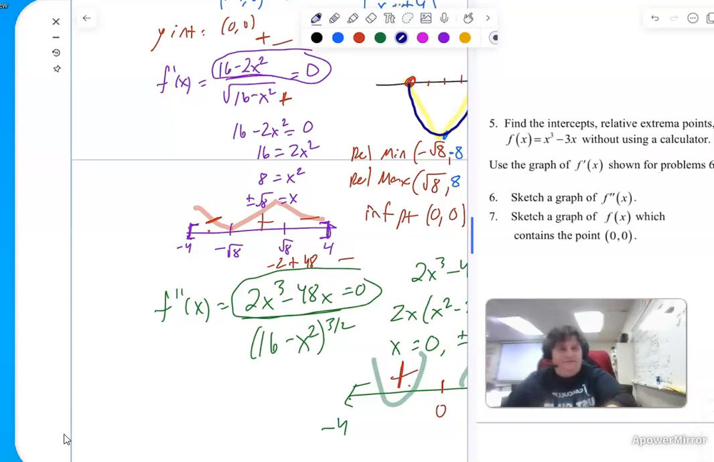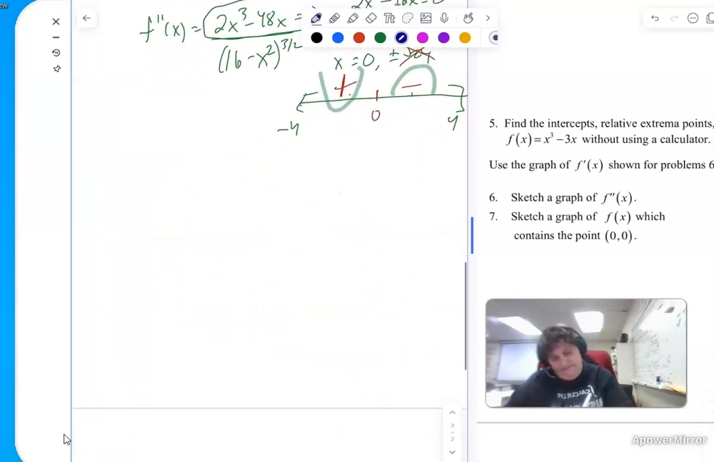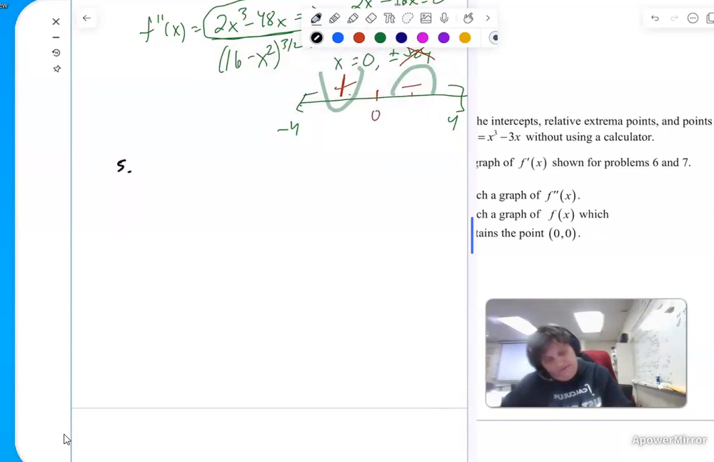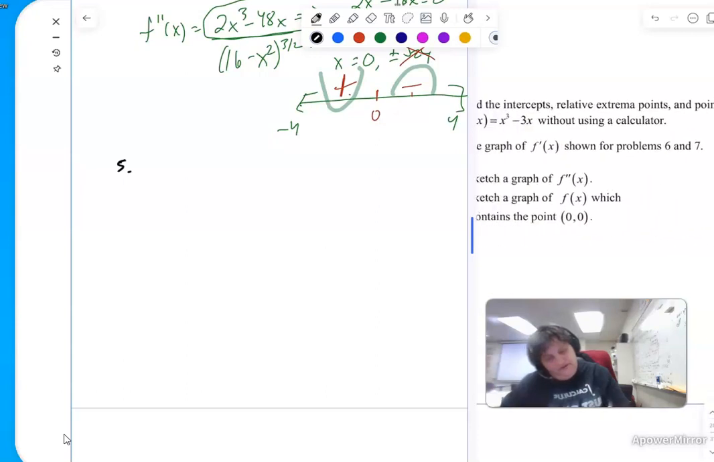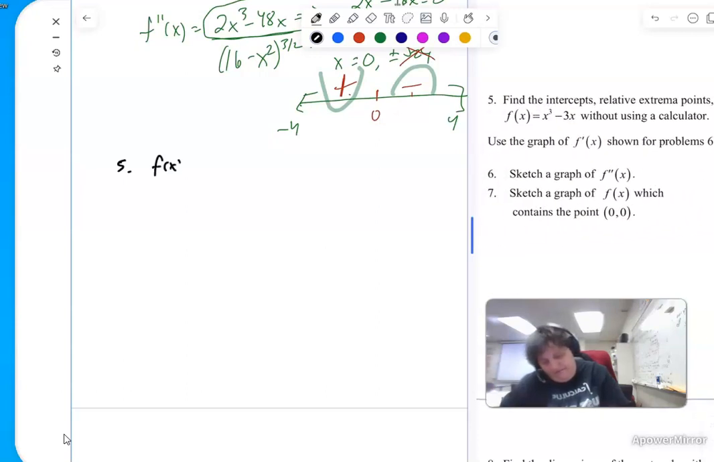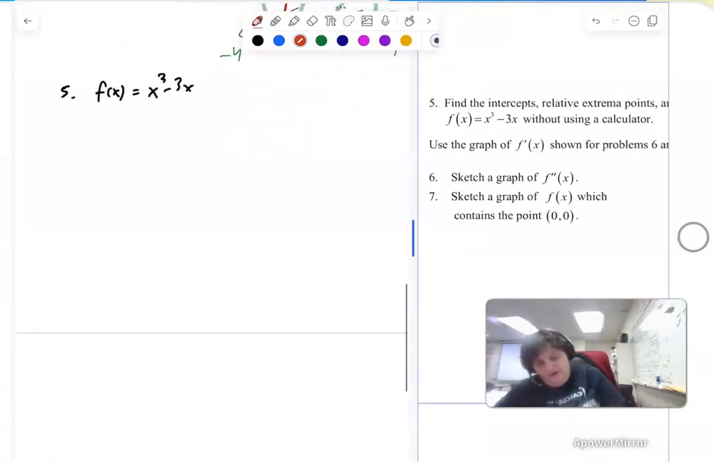All right, for number 5. Find the intercepts, relative extrema, and points of inflection, and then graph without using a calculator. So much curve sketching. Okay, let's do this. All right, y'all, here we go.